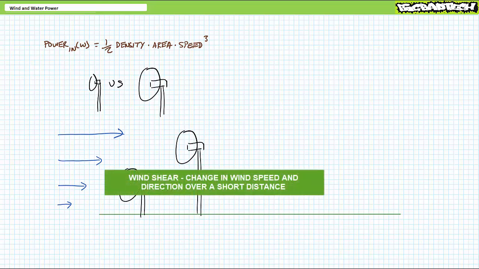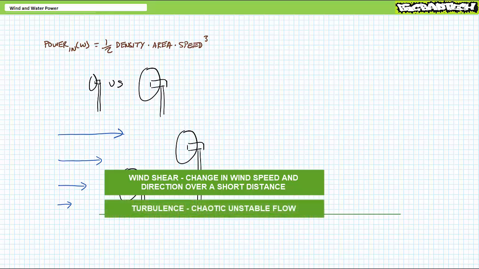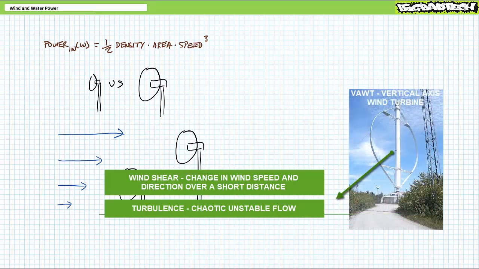At the surface, there exists wind shear, which is a change in wind speed and direction over a short distance, and turbulence, which is a chaotic, unstable flow. Getting out of this disturbed region is perhaps the horizontal axis wind turbine generator's single most important advantage over vertical axis wind turbine generators, which place the generator at the base and spin vertically. Although freed from the necessity of yawing to track the wind and climbing during maintenance, vertical axis wind turbine generators simply don't work well because they are constantly beset with poor wind conditions at the surface.